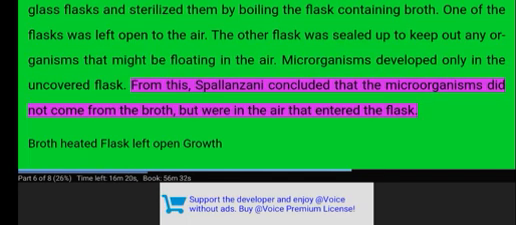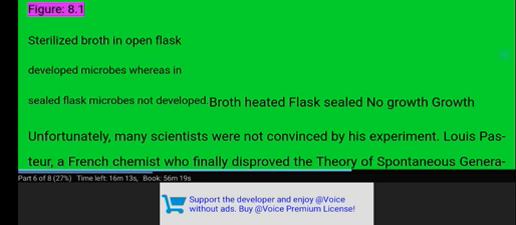From this, Spallanzani concluded that the microorganisms did not come from the broth, but were in the air that entered the flask. Figure 8.1. Sterilized broth in open flask developed microbes, whereas in the sealed flask microbes did not develop. Broth heated, flask left open: growth. Broth heated, flask sealed: no growth. Unfortunately, many scientists were not convinced by his experiment.